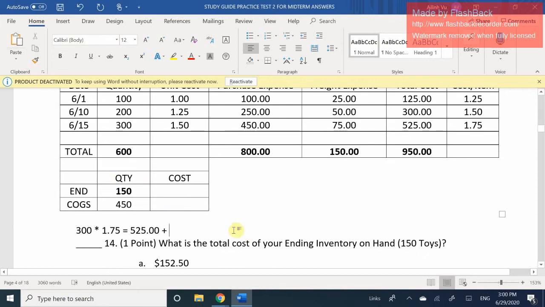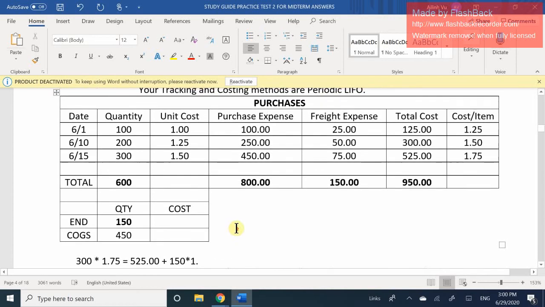Okay, so 150 more. So 150 times $1.25. Is it $1.25 or $1.50? I don't know. I can't see it now. I think it's $1.50, yeah. Is it $1.50? Okay, well, let's look at this.